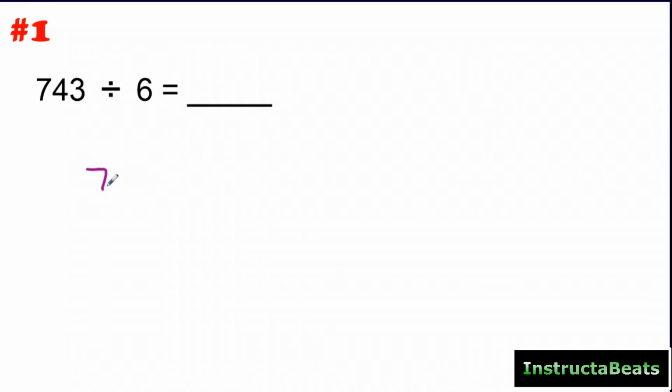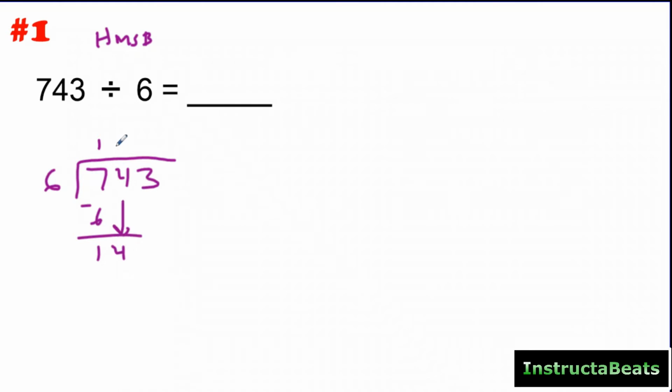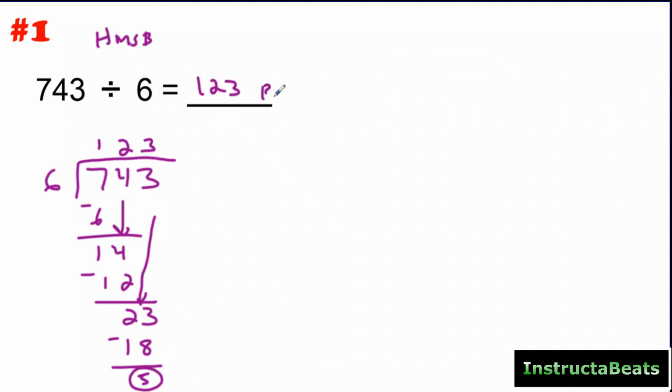All right, so first we are going to solve it using the standard algorithm. The steps are: how many groups, multiply, subtract, bring down. One group of 6 goes into 7. When you multiply, that's 6. You subtract and bring down your next place value, that would be 2. Okay, so how many groups of 6 fit into 14? That's 2. You multiply, 6 times 2 is 12. You subtract, you get 2, and you bring down the 3. Now you start back over. How many groups of 6 go into 23? That would be 3, which is going to be 18. You subtract, and you have 5 left over, which means your answer is 123, remainder 5.